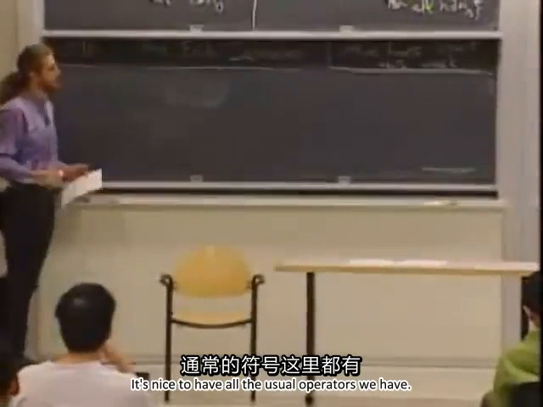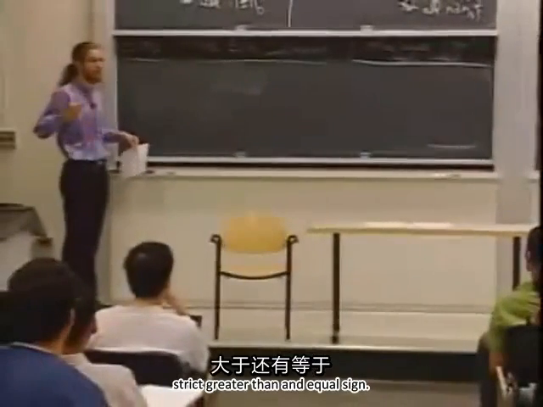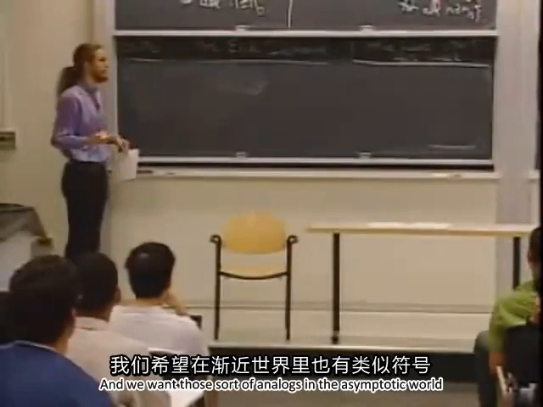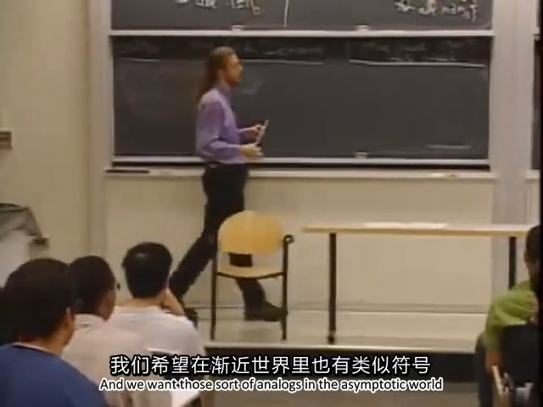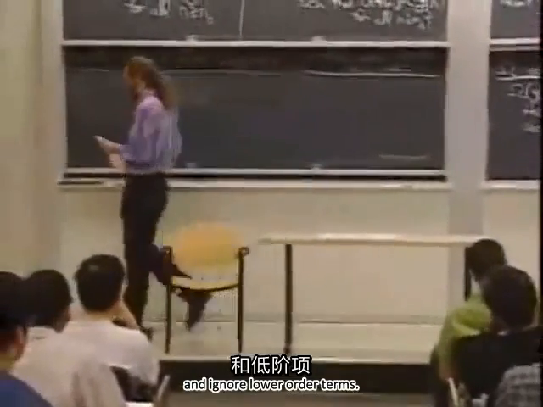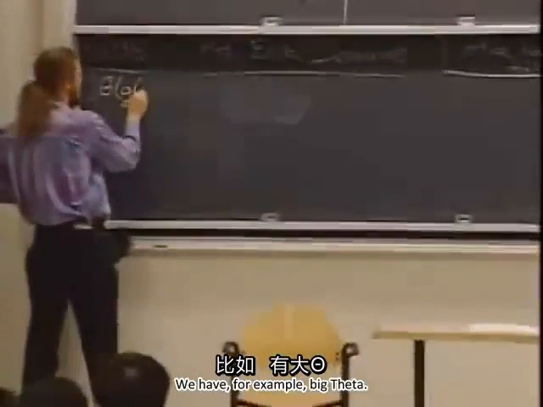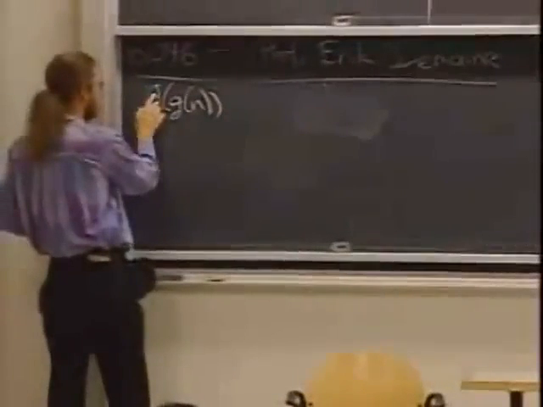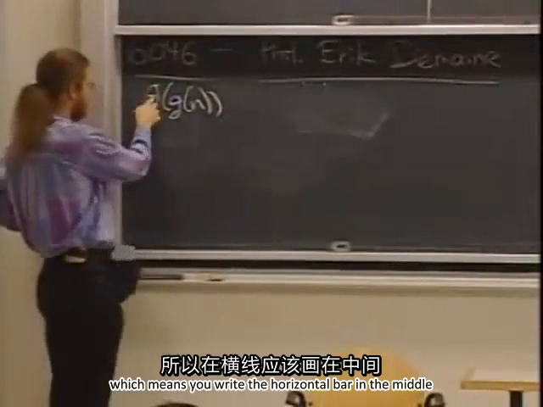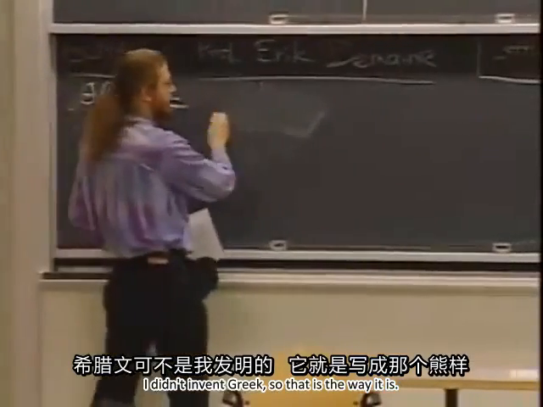It's nice to have all the usual operators we have. Normally we have strict less than, strict greater than, and the equal sign. We want those analogs in the asymptotic world where we ignore constant factors and lower order terms. So we have, for example, theta of g of n. This is a capital theta, which means you write the horizontal bar in the middle as opposed to all the way through. I didn't invent Greek, so that's the way it is.